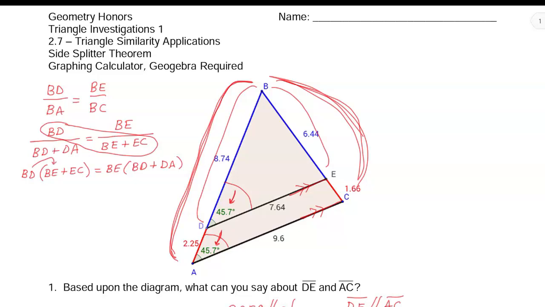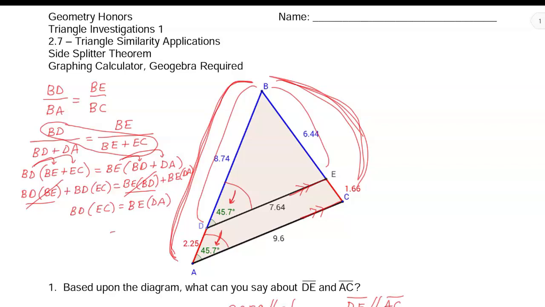Then I'm going to do distributive property. So I get BD times BE plus BD times EC. Now I'll do distributive property on the right-hand side. BE times BD plus BE times DA. Notice how I have a term on the left and a term on the right that are the same. So I'm going to subtract BD times BE from both sides. That would leave me with BD times EC equals BE times DA.